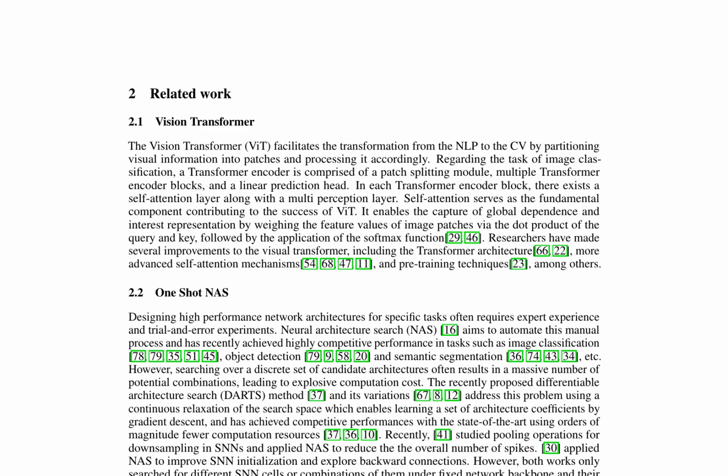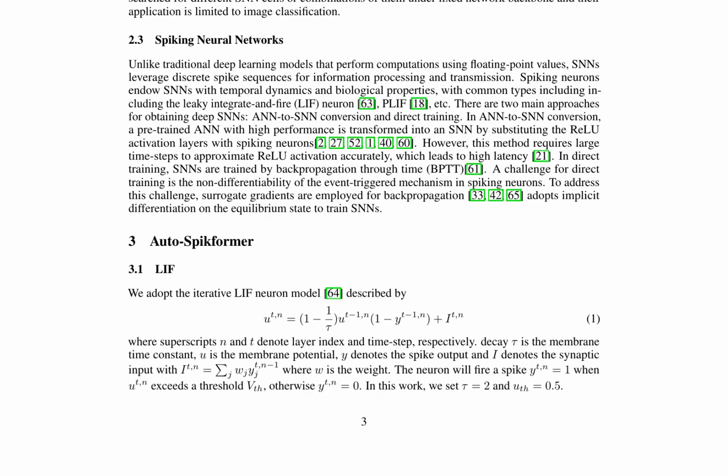Meanwhile, Neural Architecture Search (NAS) aims to automate the design of high-performance network architectures for specific tasks, achieving competitive performance in image classification, object detection, and semantic segmentation. However, searching over a discrete set of candidate architectures can result in high computational costs. Differentiable architecture search methods, such as DARTS, have been proposed to address this, enabling learning architecture coefficients using gradient descent.